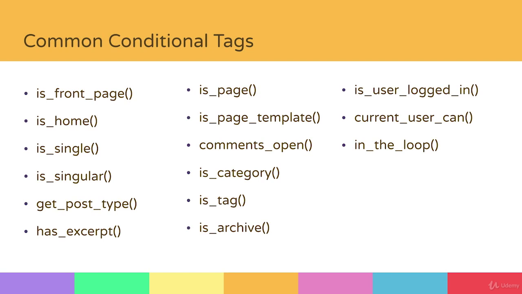So checking to see if you're on a home page or the front page, if you're on a specific singular page or single blog post. Get post type isn't really a conditional, but it's often used to check to see if you're using a certain post type, if there's an excerpt, etc. All of these should make a lot of sense to you and be something that you should feel fairly comfortable using.